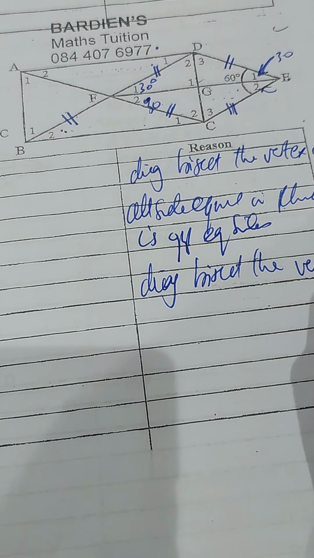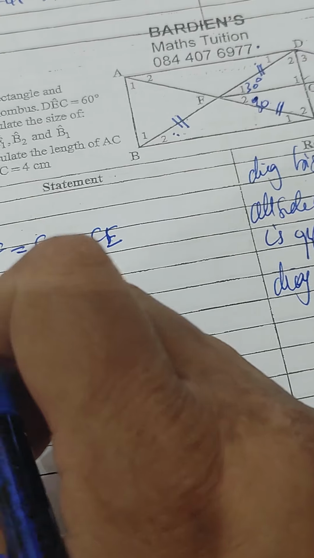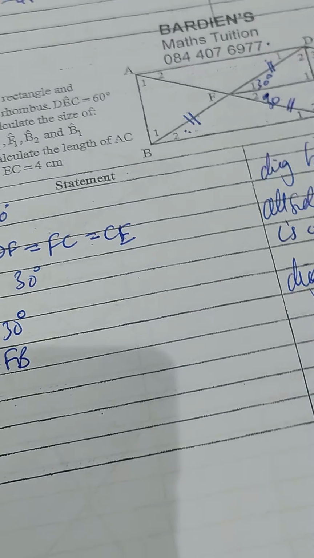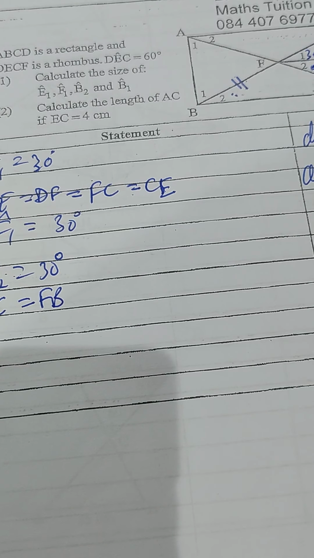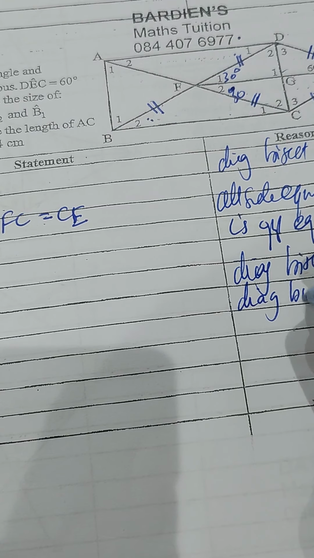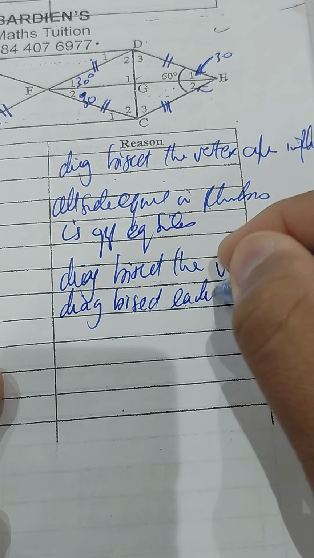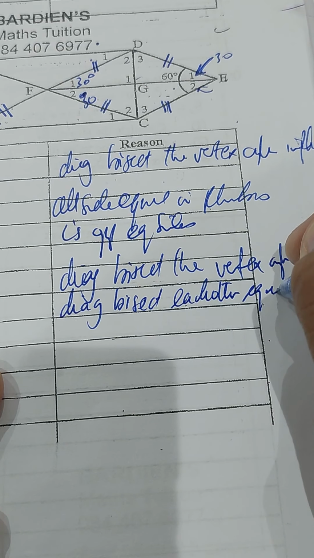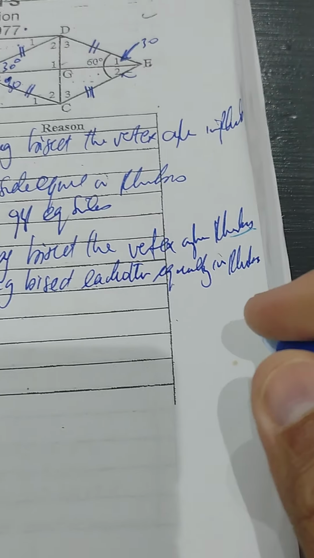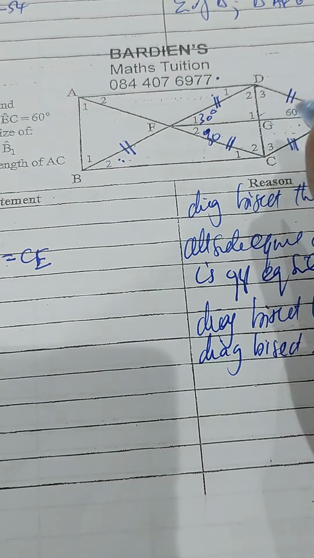Then we know that this length and that length is also equal. Why? So we're saying FC is equal to FB. Why is FC equal to FB? Because diagonals bisect each other equally in a rhombus. So of course that length being equal there.